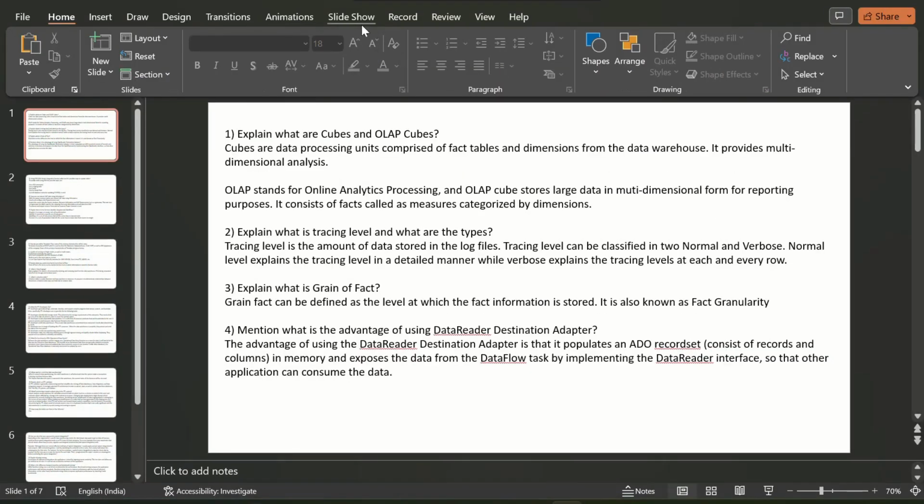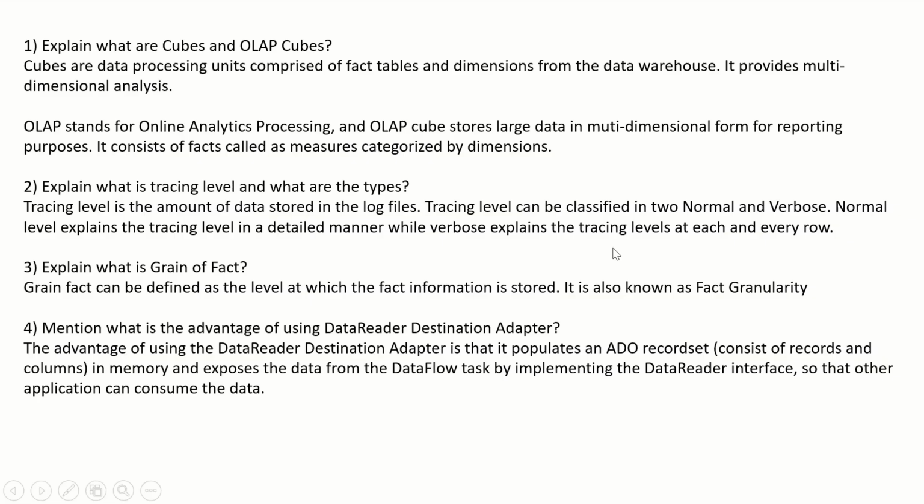So this is what I made, some slides here, and you can just watch the video here. First question is, explain what are cubes and OLAP cubes. Cubes are data processing units comprised of fact tables and dimensions from the data warehouse. They provide multi-dimensional analysis. OLAP stands for Online Analytical Processing, and an OLAP cube stores large data in multi-dimensional form for reporting purposes. It consists of facts called measures categorized by dimensions.